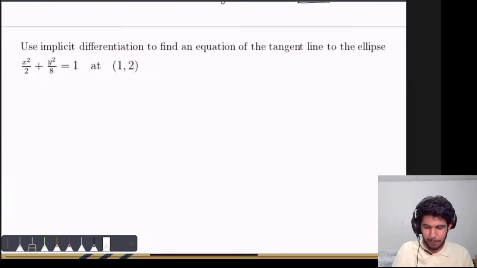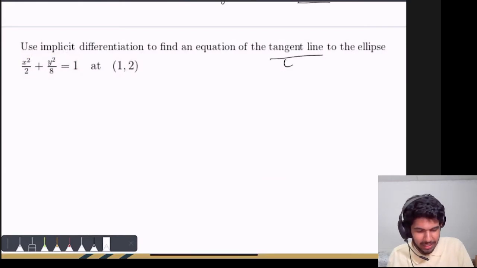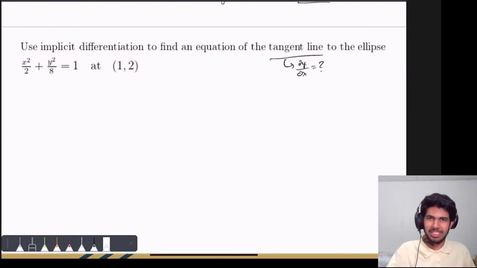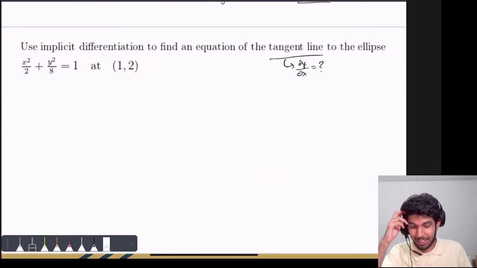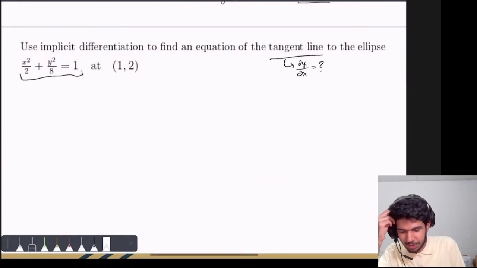Awesome. Okay. Now we have a question that tells us specifically to use implicit differentiation. So that's pretty exciting. So we want to find an equation of the tangent line, so that's differentiation right there, to the ellipse at a point. Cool. So what do we need to find here? This is telling us dy dx equals question mark. Well, we seem to be pretty good at derivatives at this point, that we can find this derivative pretty easily, I hope. So I'm going to rewrite this a little bit differently.